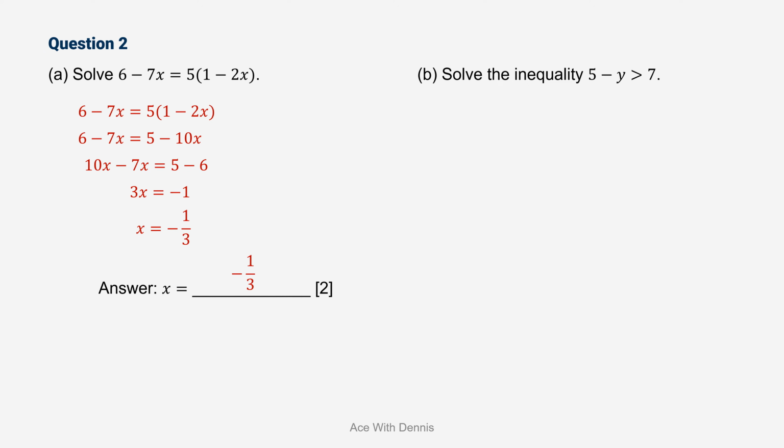B. Solve the inequality 5 minus y greater than 7. 1 mark. So given this inequality, we'll move the y to the right hand side and move the 7 to the left hand side. We'll get 5 minus 7 is greater than y. Hence, y will be less than negative 2. Therefore, y less than negative 2 is the answer.